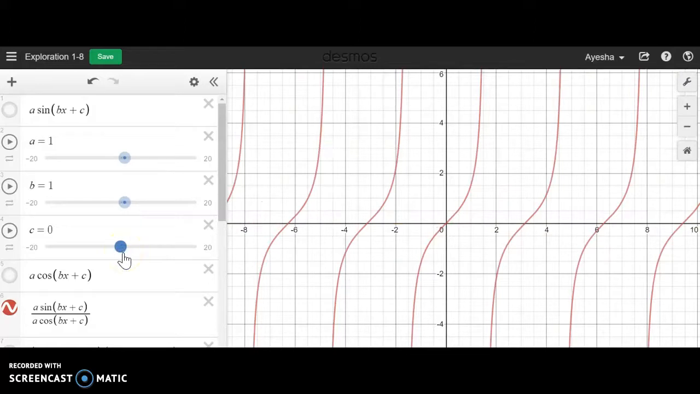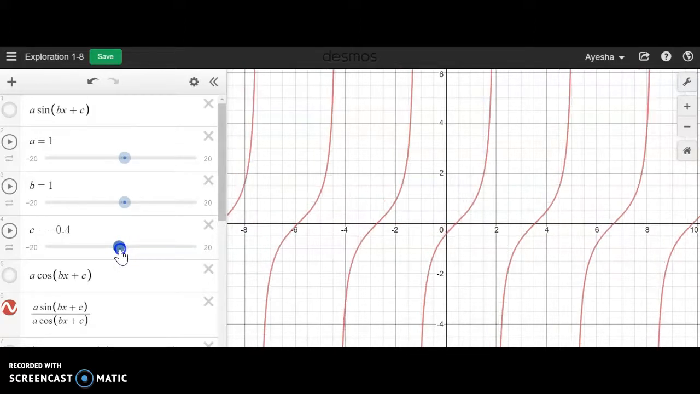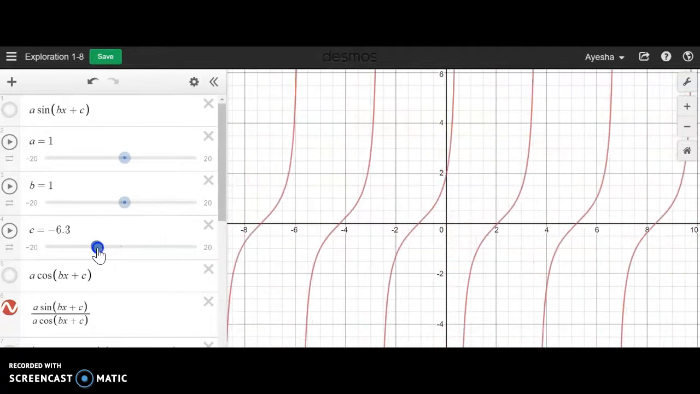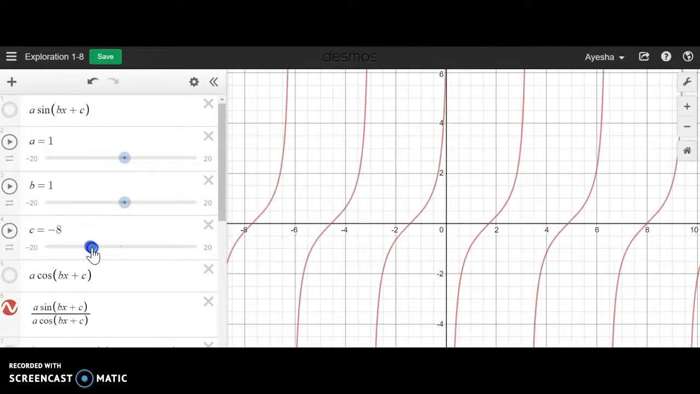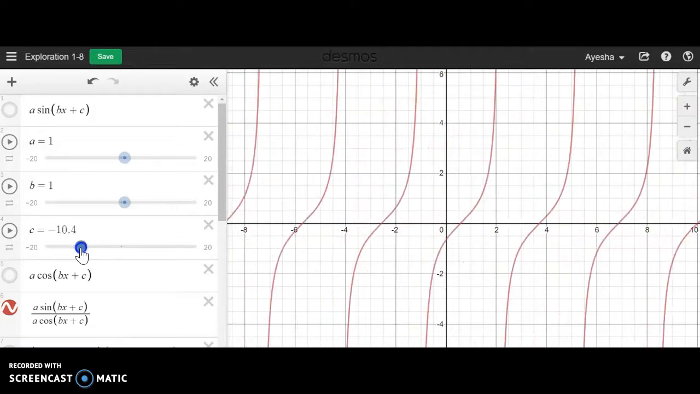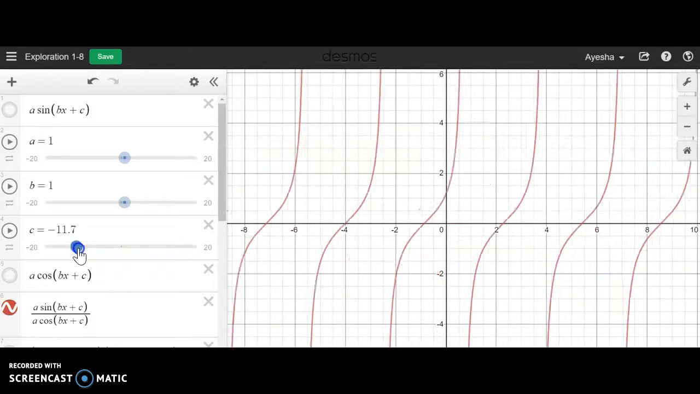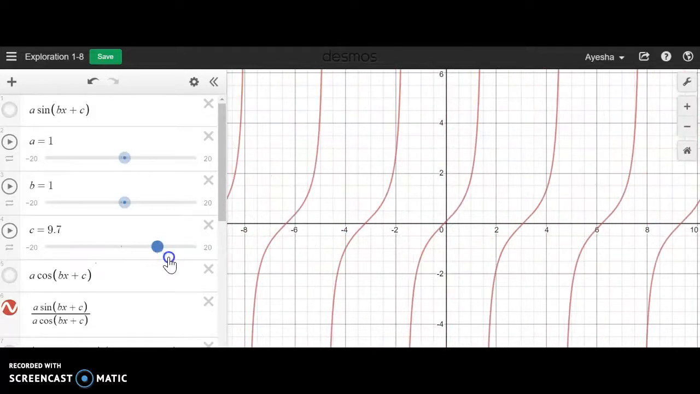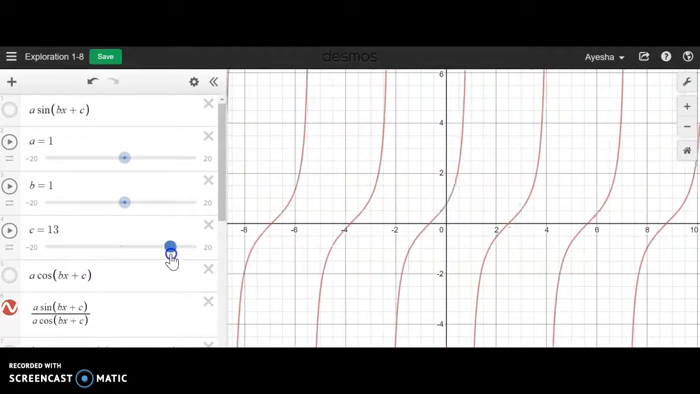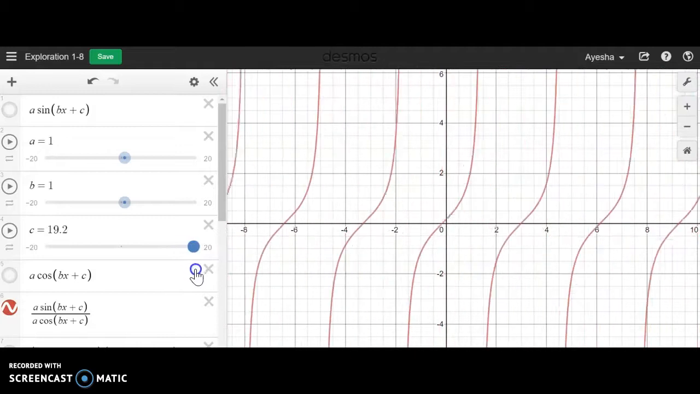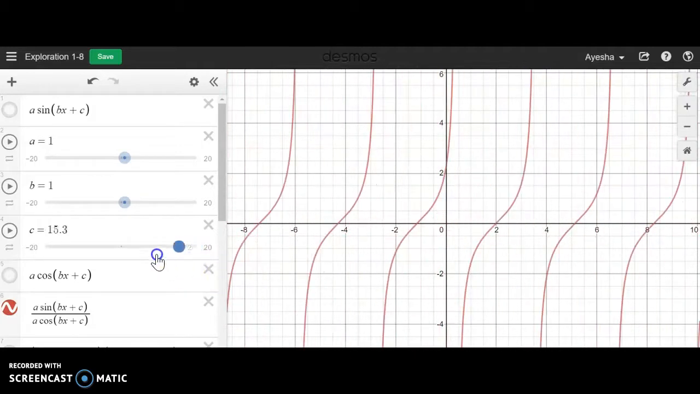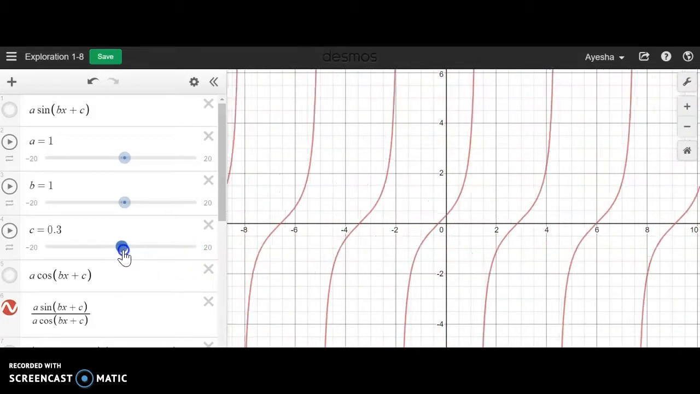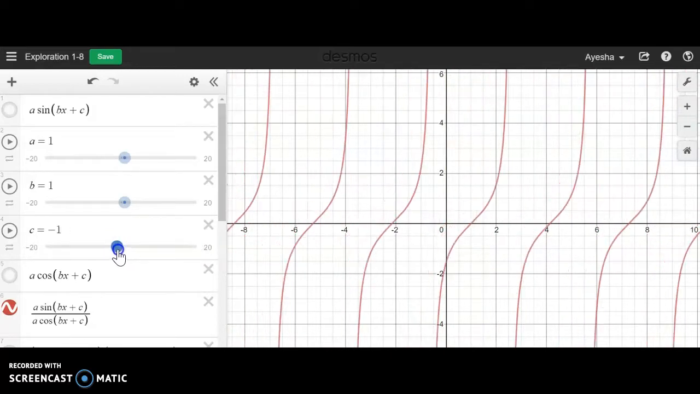Now let's see what happens when we vary the value for c. When we go towards negative numbers, it's moving towards the right, which is the positive side, and when we switch to positive numbers, the graph is shifting horizontally to the left, which is the negative side, which I've explained in the previous two videos.